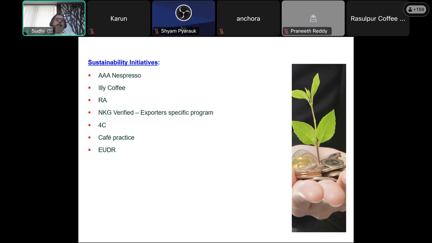In India, the key sustainability initiatives which are happening in India as well as in the world are the AAA program of Nespresso, where they look at sustainability, quality and traceability of the coffee. Illy Coffee is another major sustainability initiative. And the Rainforest Alliance is an independent organization which has written the code, and the estates are certified by verifying the processes that have been followed on the estates. And we have individual exporter-specific programs.